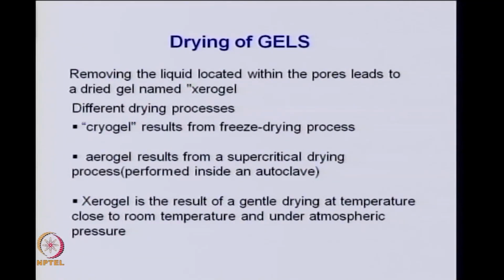For example, you can get a cryogel which results from a freeze drying process. You can get an aerogel from a supercritical drying process which is normally performed inside an autoclave. Xerogel is the result of gentle drying at a temperature close to room temperature and atmospheric pressure.